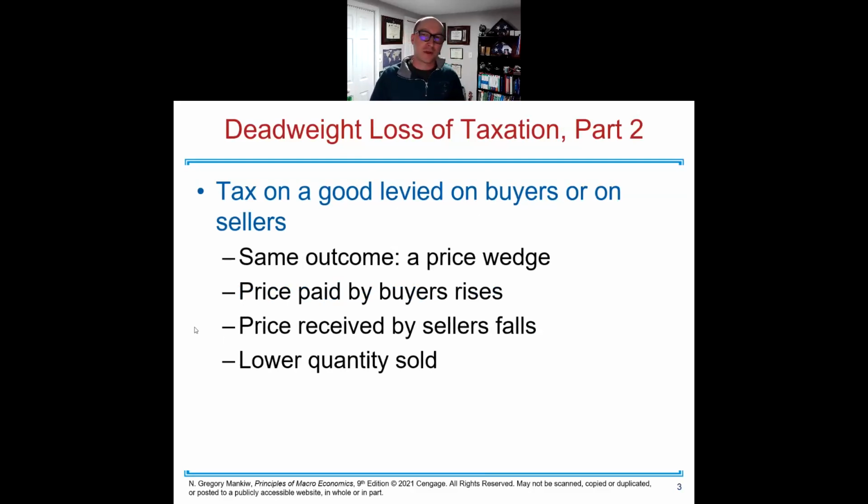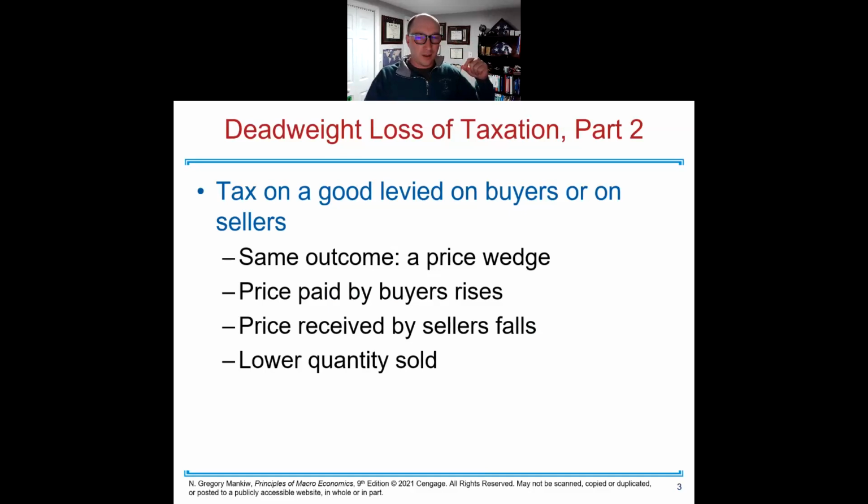The tax on goods and services on the buyers and sellers have that inverse relationship. There's the same outcome where the price wedge is represented by the tax. Prices paid by the buyers rise. The buyers, those are the consumers. The consumers pay additional. The additional is the tax. So it's the sales price plus tax, right?